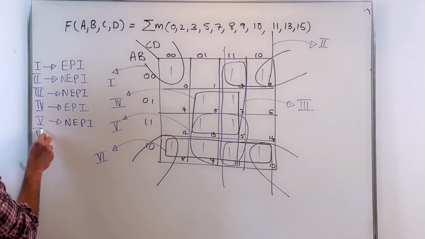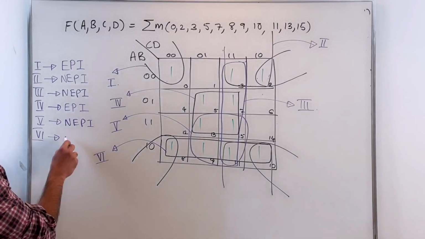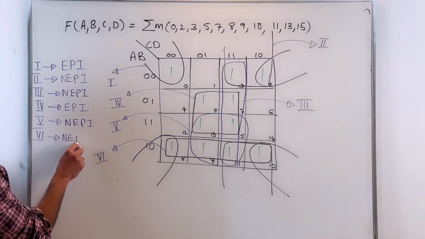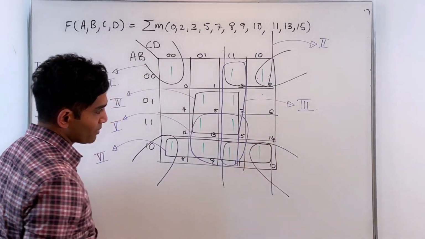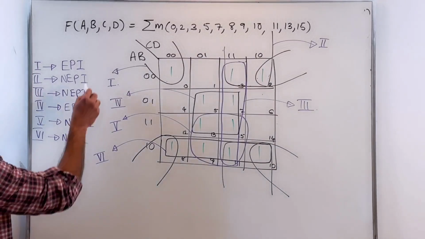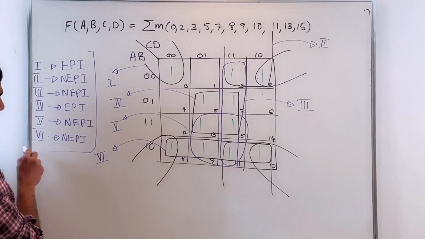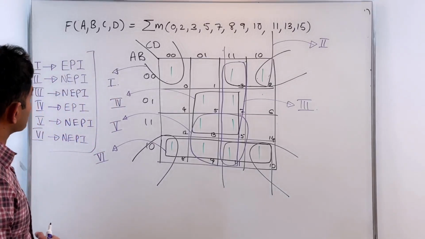And finally, we have 6. 6 is also a non-essential prime for the same reason. 6 is this. I see all the cells are counted more than once. That's definitely not an essential prime. So this is my classification of my prime implicants and non-essential prime implicants. Let's write down the product terms as well.